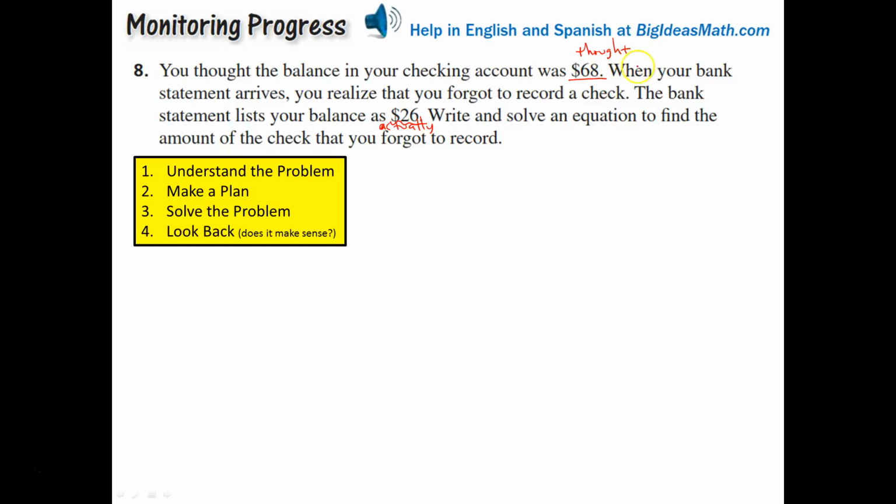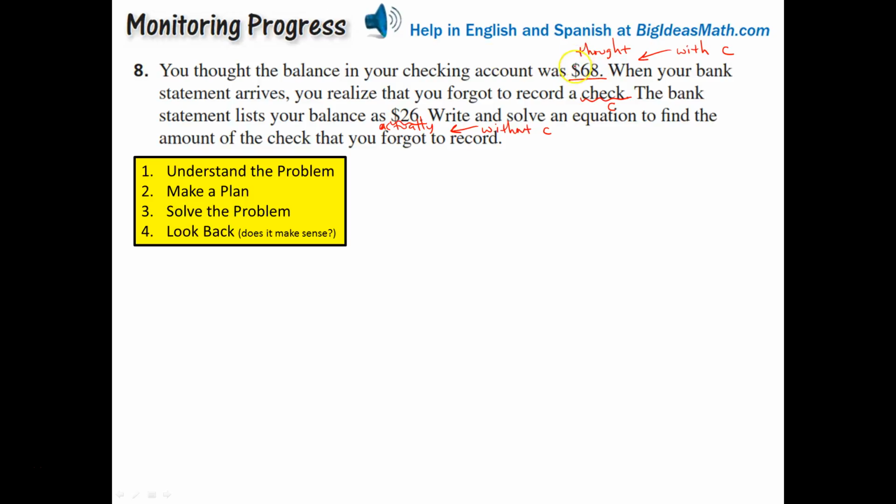So this is with the check, and we'll call it C. And then this is without the check. And the unknown is the check. So let's make a plan.